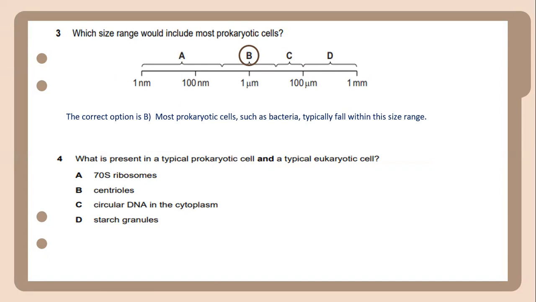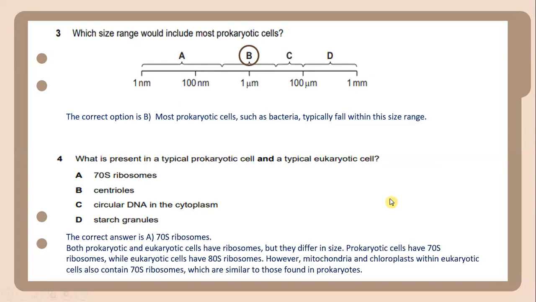What is present in a typical prokaryotic cell and a typical eukaryotic cell? The correct answer is A, which is ribosomes. Both prokaryotic and eukaryotic cells have ribosomes, but they differ in size. Prokaryotic cells have 70S ribosomes, while eukaryotic cells have 80S ribosomes. However, mitochondria and chloroplasts within eukaryotic cells also contain 70S ribosomes, which are similar to those found in prokaryotes.